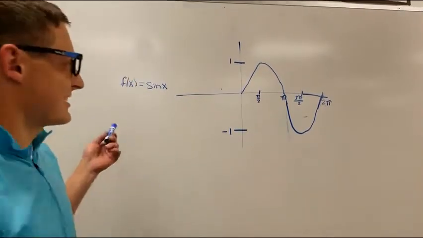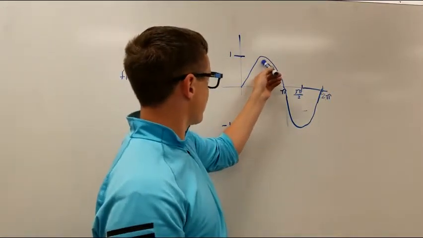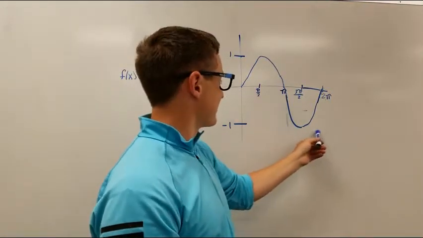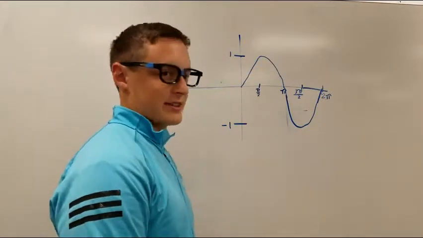Alright, now we're doing concavity. This is the graph of sine x. This portion here is concave down. This portion here is concave up. And the point at which it switches between the two concavities is the point of inflection.